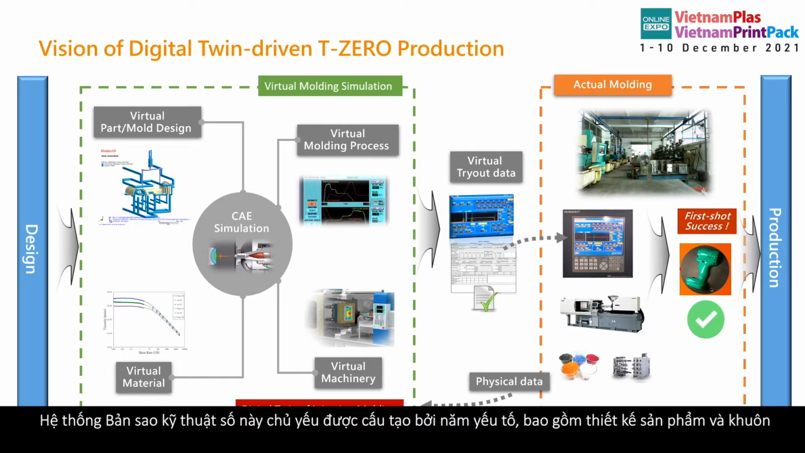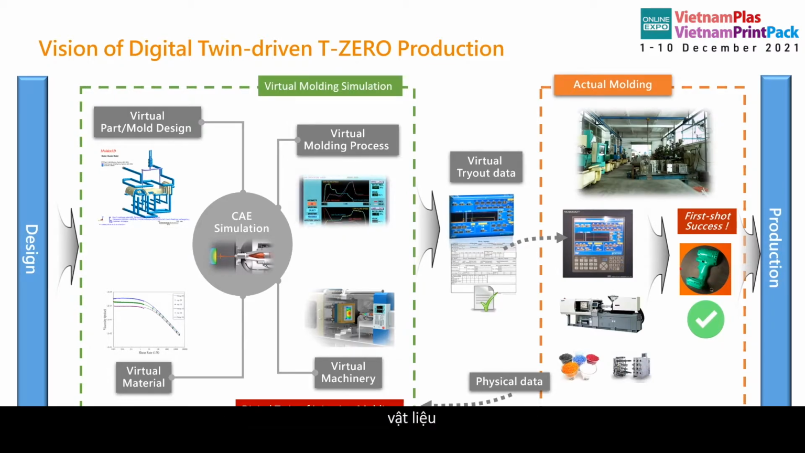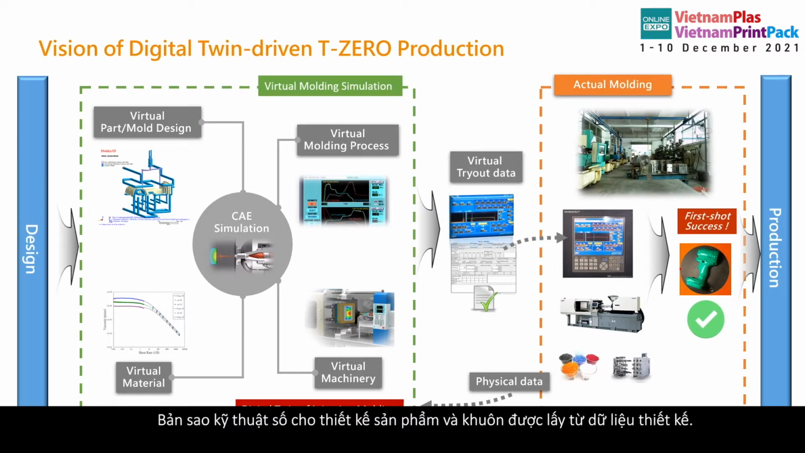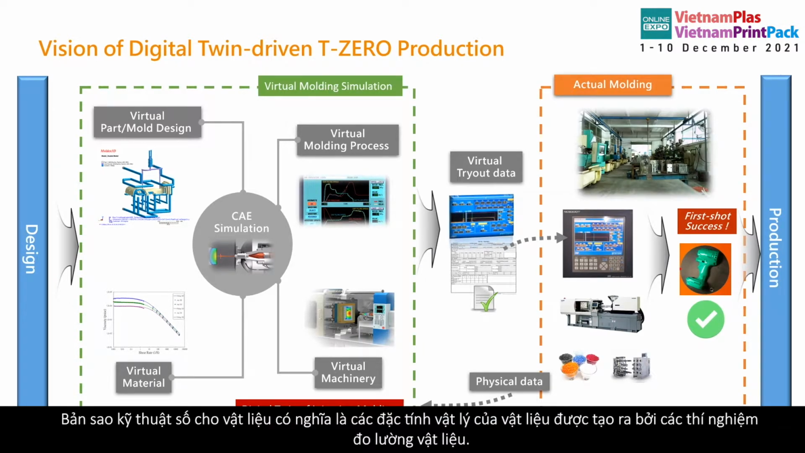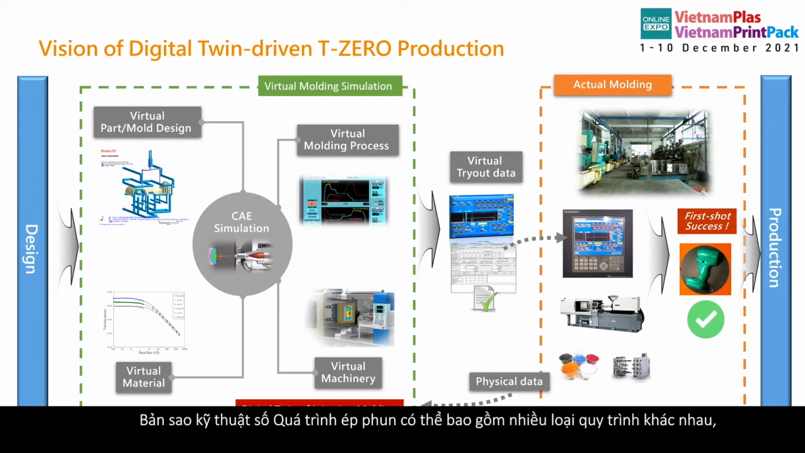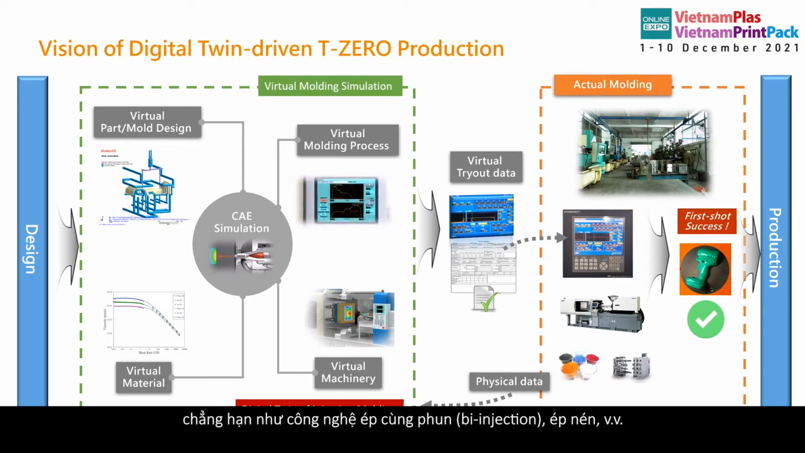The digital twin system is mainly composed of 5 twins, including part and mold design, material, machinery, and molding process. The part and mold design digital twin comes from design data. The material digital twin means material physical properties generated by material measurement experiments. The molding process digital twin means various process types, such as bi-injection, compression molding, and so on.